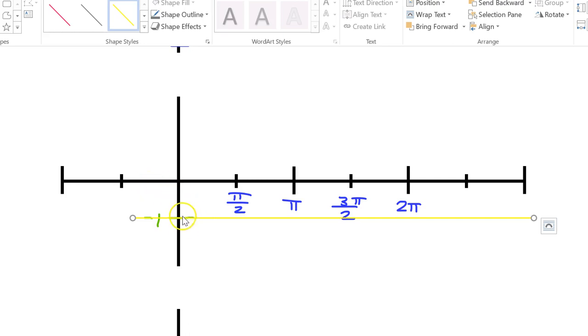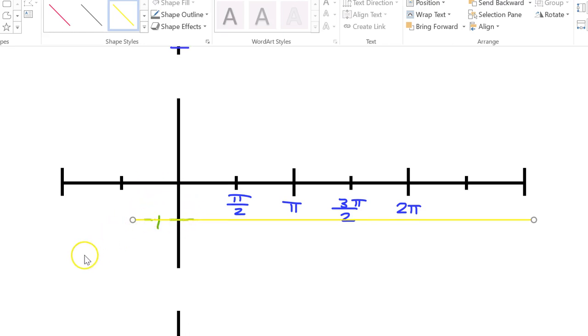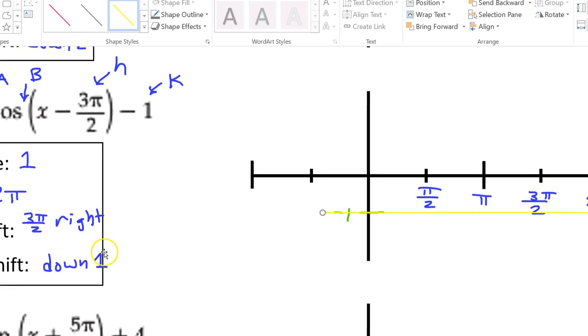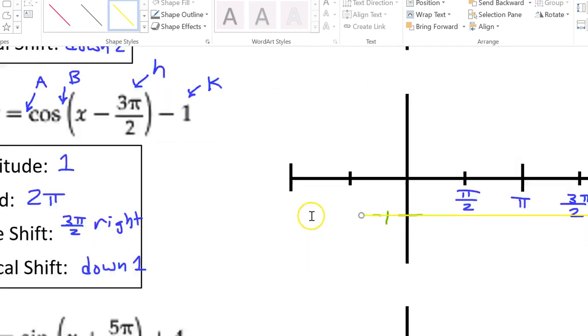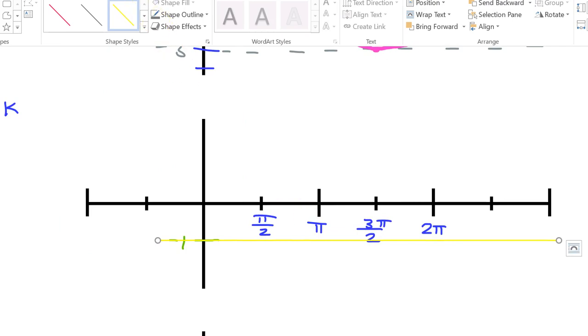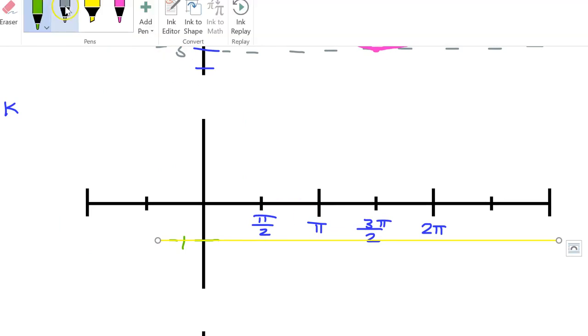Okay, now the highs and lows. Because the amplitude is 1, then I'm going to have highs and lows like this. If I go up 1, I'm back at the x-axis. If I go down 1 from here, I'm going to be at -2. Alright, so this needs to also be shown. Alright, and just do it because I don't know how to make a dotted line.